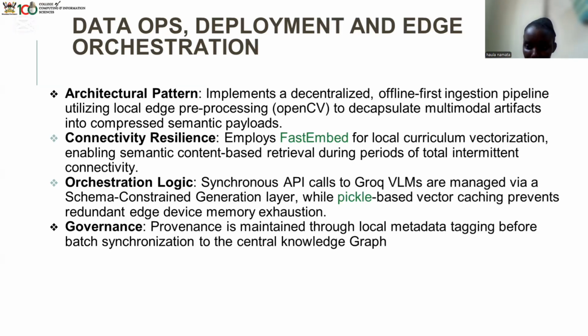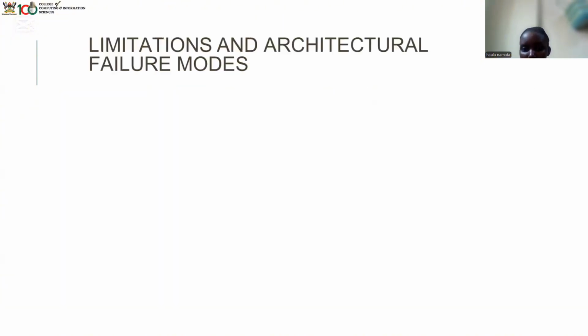And then for governance, the metadata tagging and the provenance preservation occur before the cloud synchronization. This is to strengthen the auditability and the epistemic traceability of the generated content. So the deployment architecture enables scalable semantic warehousing despite severe connectivity and infrastructure limitations.